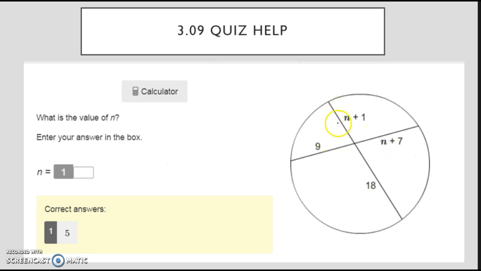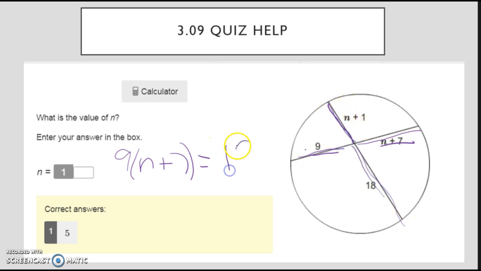This next one, we want to know the value of n, but you need to know the theorem, which tells us, I like to say piece times piece equals piece times piece for each of these segments. So these are chords of a circle, and when you have two intersecting chords, if you multiply their pieces together, they're equal. So I know 9 times n plus 7, the two pieces of that chord, has to be equal to n plus 1 times 18. So I'm going to write it as 18 times n plus 1.